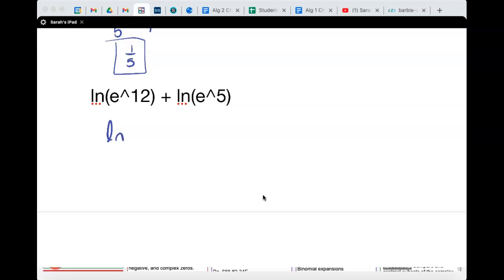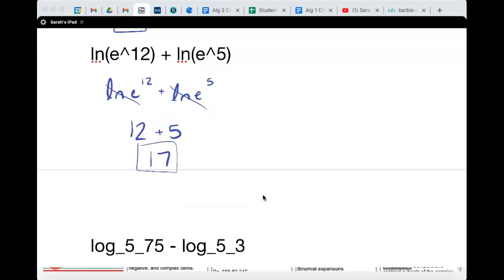Okay. So natural log of e to the 12th power plus natural log of e to the 5th power. Any ideas where you want to start with this? How do you know it's 12 plus 5? Yeah, so natural log of e basically cancels, and you're left with the exponent 12 plus 5. It's like that log base 7 of 7. It cancels. So this is just 17. Okay. That was not too bad.